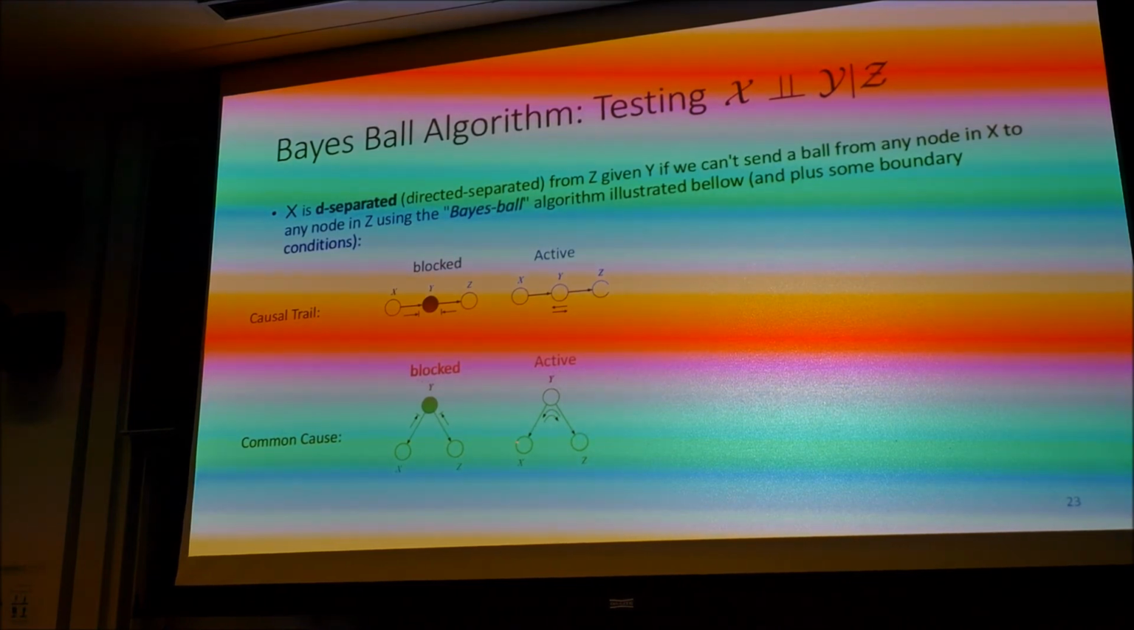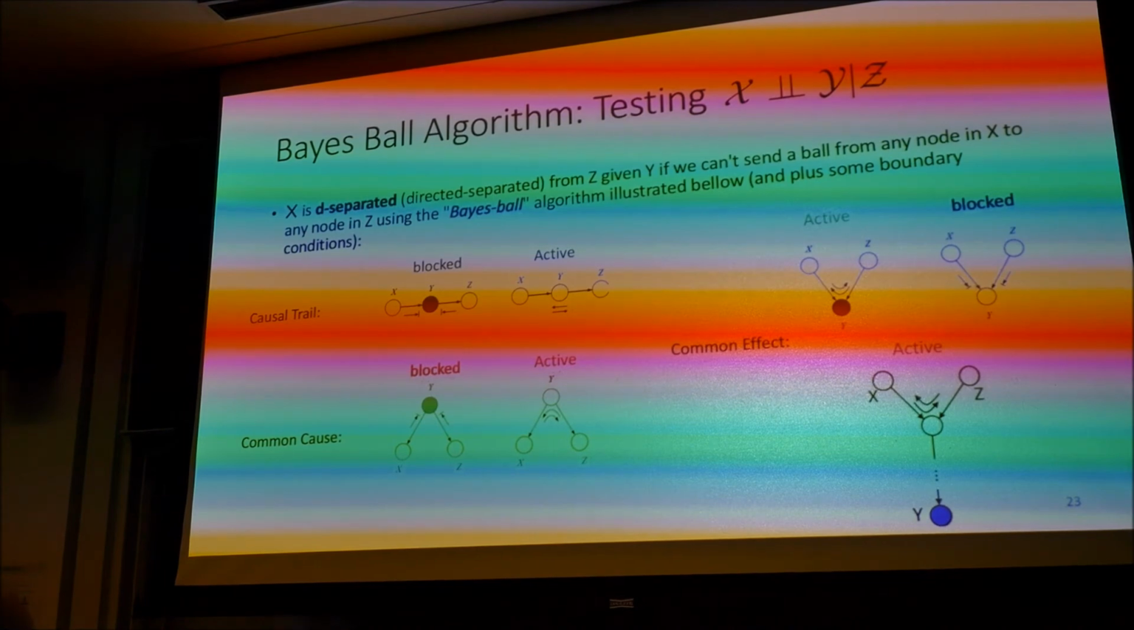The ball can go this way, it can go this way. So is this way. It ignores the arrows. The third motif that I show you is the collider or V structure.